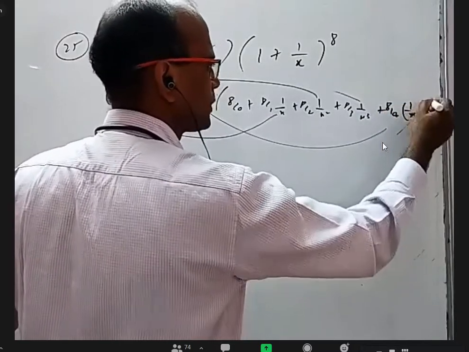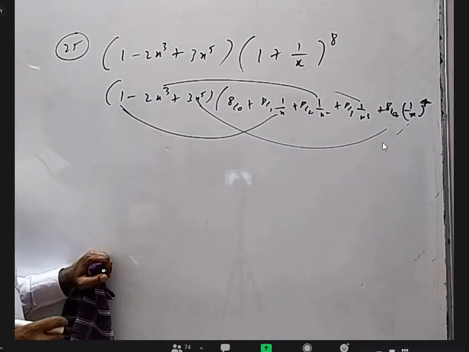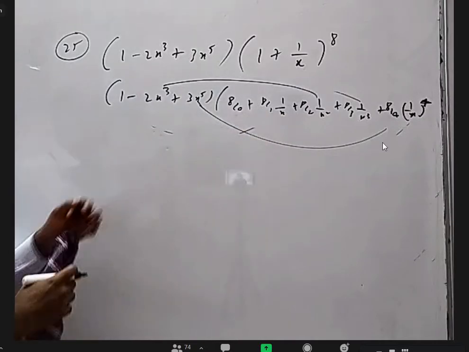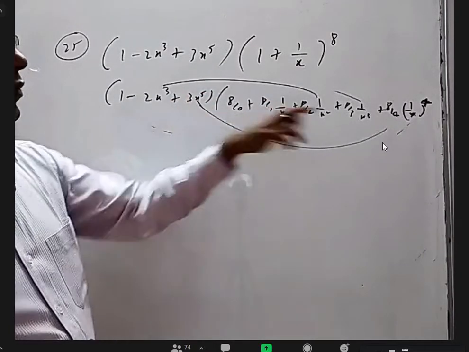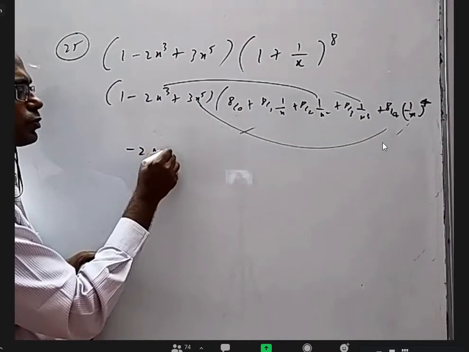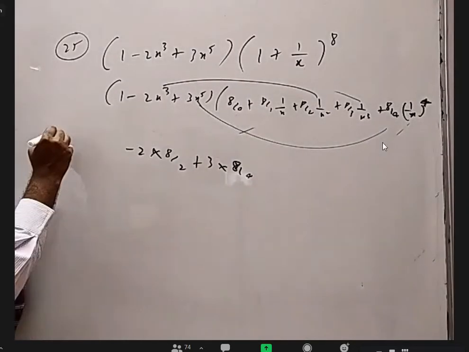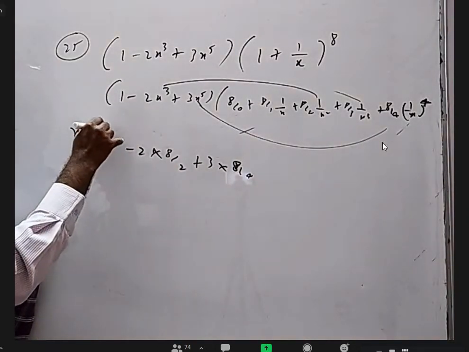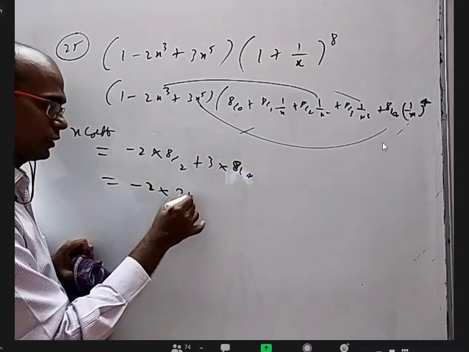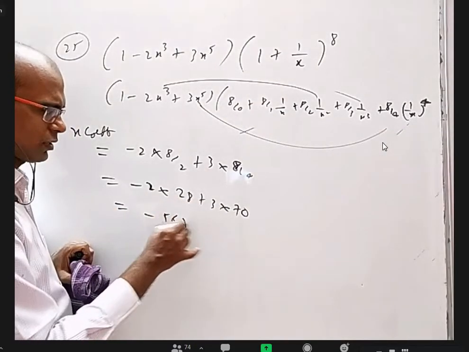Sir, how will 1 into 8c1 1 by x give x? Oh, no, not that. Sorry. So 1 into nothing can give you x term. X cube into 1 by x square will give x term. X power 5 into 1 by x power 4 will give x term. That's all. So minus 2 into 8c2 plus 3 into 8c4 is x coefficient. So 8c2 is 8 into 7 by 2, 28. 8c4 is 70. Minus 56 plus 210.